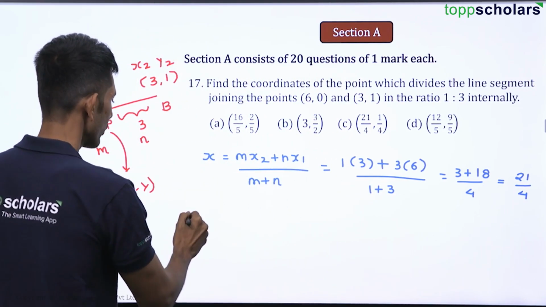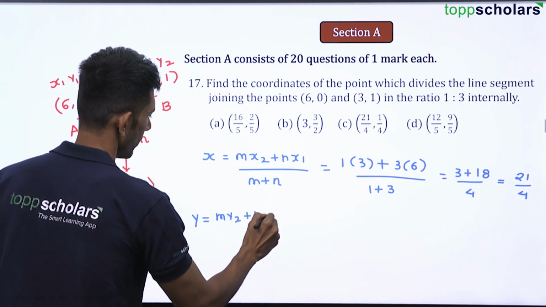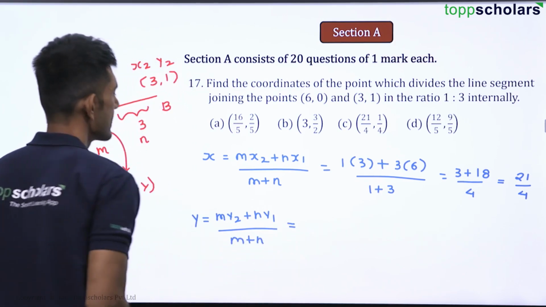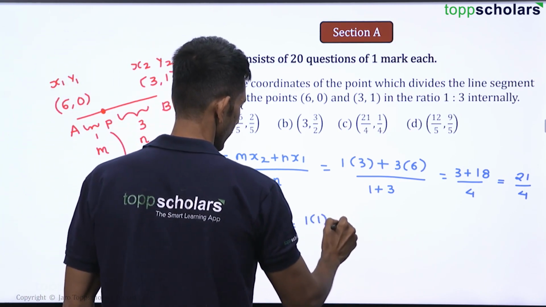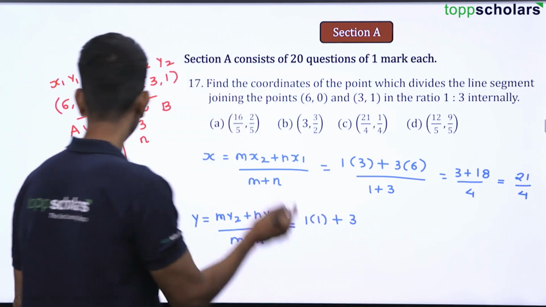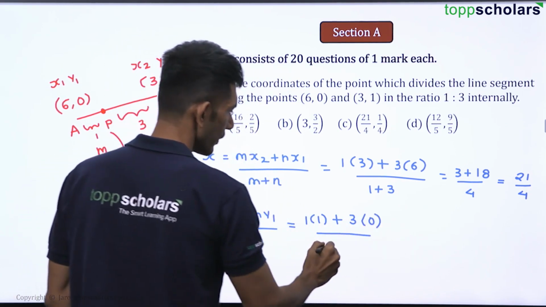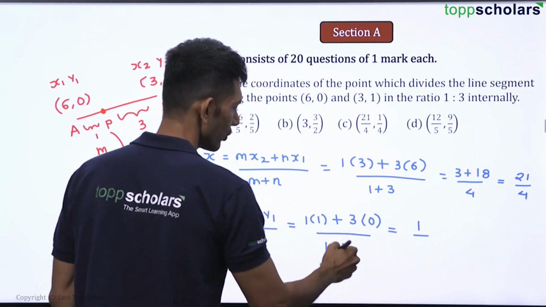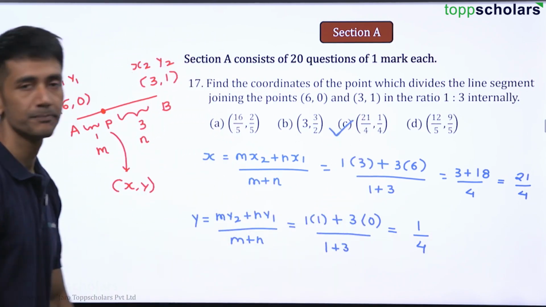And then what is y? y is given by my2 plus ny1 by m plus n. my2 that is 1 into 1, plus ny1 that is 3 into 0, by 1 plus 3. So that gives you 1, 3 into 0 is 0, 1 plus 3 is 4. So yes, 21 by 4 and 1 by 4, that is your correct answer.